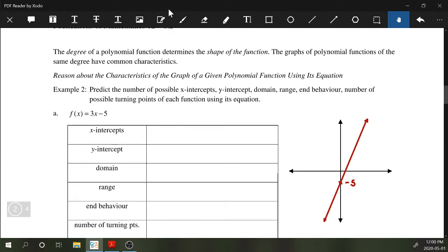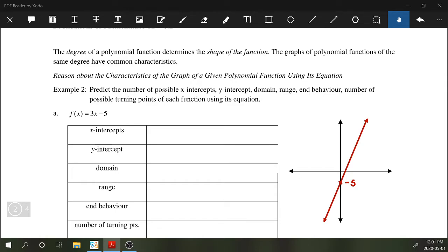All right, so we have here the degree of the polynomial determines the shape, as you know already. Degree 1, the linear function, will be straight lines. Degree 2, so those are quadratic functions, they will be parabolas. And then the cubic functions will be of the different shapes that you saw on page 1.